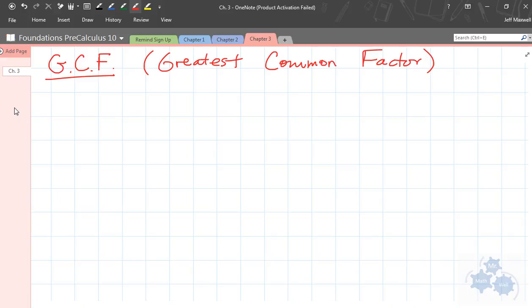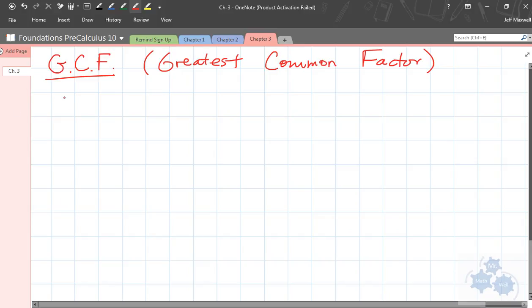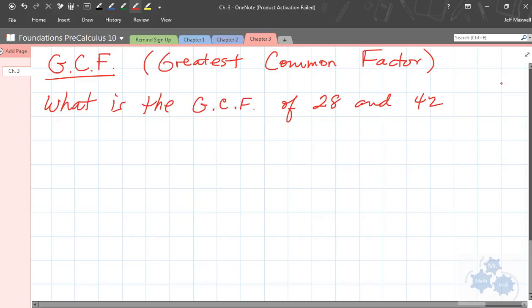So the greatest common factor between 2 or 3 or 4 numbers is something that you're going to want to be able to find pretty easily. So here's the question. In this example, we'll say, what is the greatest common factor of 28 and 42, or between 28 and 42?